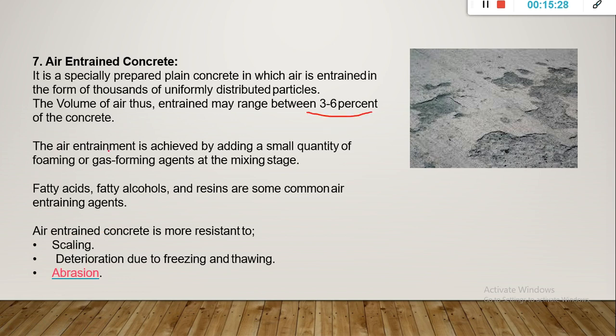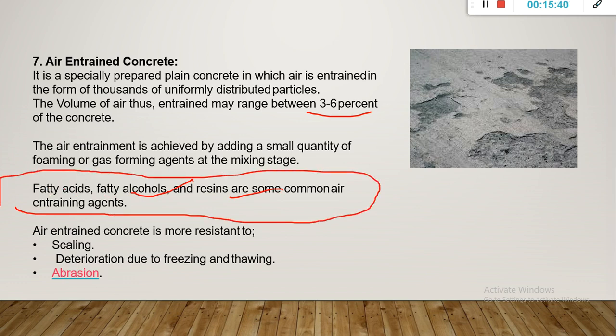The air entrainment is achieved by adding a small quantity of foaming or gas forming agents at the mixing stage. Fatty acid, fatty alcohol and reagents are some common air entraining agents. Remember these names: fatty acid, fatty alcohol, reagents, these are the air entraining agents. Air entrained concrete is more resistant to scaling, deterioration and abrasion. So this is the benefit: it resists scaling or deterioration due to freezing or thawing, and also resists abrasion.